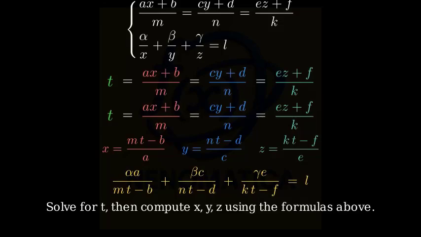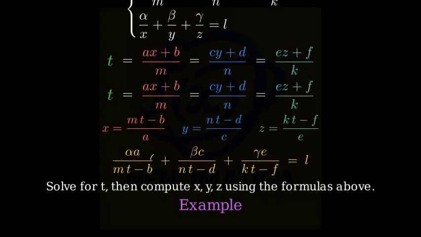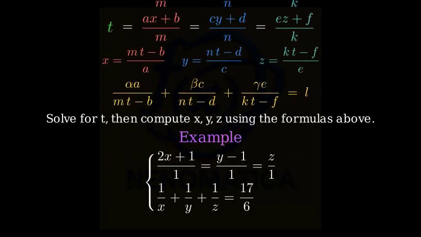Alpha a over mt minus b plus beta c over nt minus d plus gamma e over kt minus f equals L. Solve this equation for t, then back substitute to get x, y, and z. Let us practice with a concrete example that gives a clean solution.